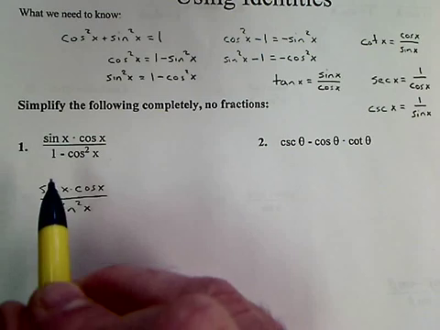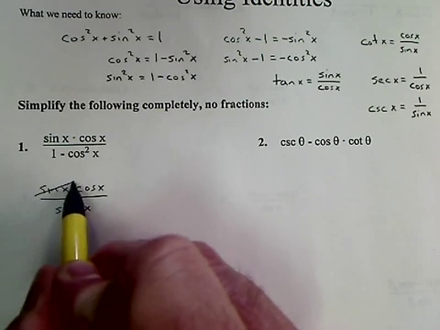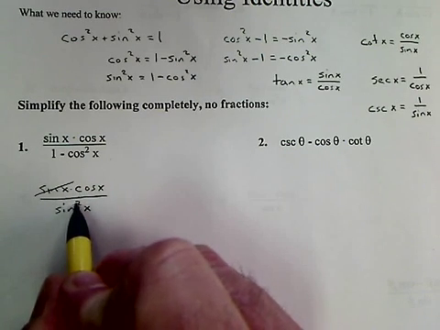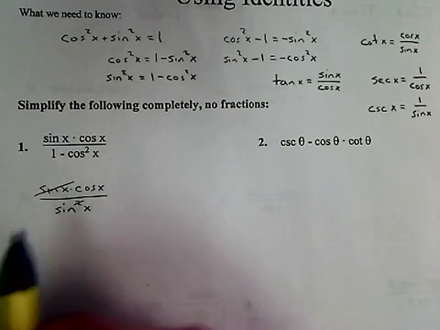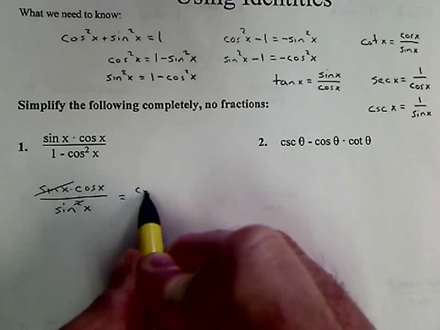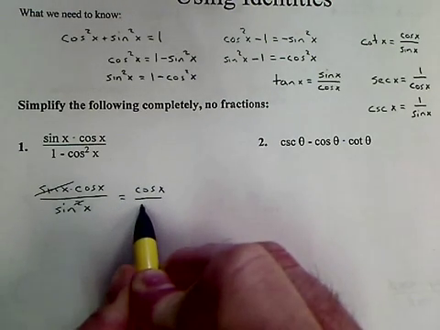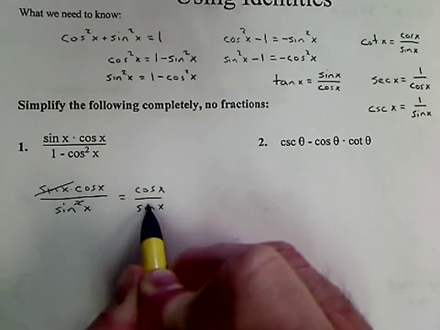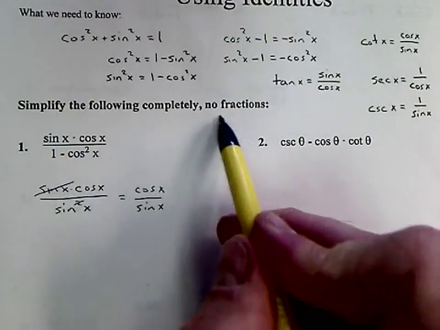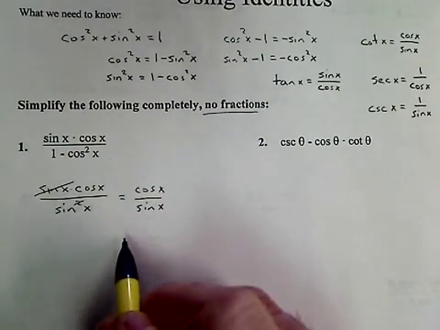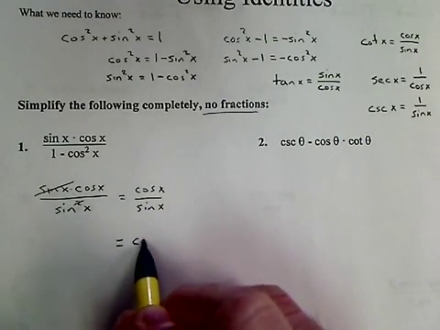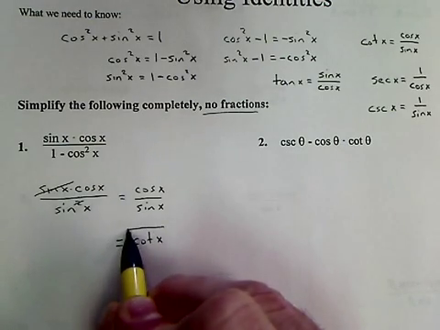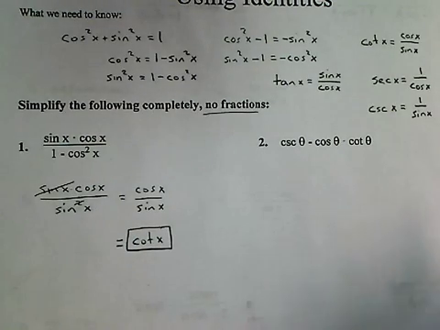So if we simplify right now, this sine can be simplified with the squared, because this is technically sine times sine, so it's just removing one of those signs. I'm left with cosine over sine, which we are going to simplify because we have no fractions, so this is still a fraction. Cosine over sine we know is cotangent. And there's your final answer for problem number 1.